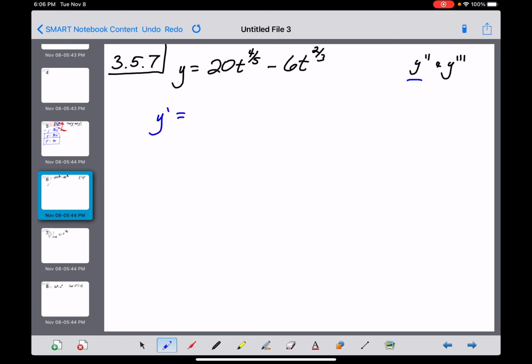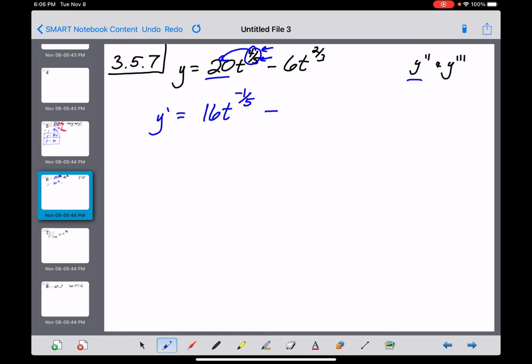So here we go. That 4/5 right there is going to get multiplied by the 20. And remember, guys, the quick way to do that in your head is to take the 20, divide it by the 5, and then multiply that result by the 4 on top. So 20 divided by 5 is 4, times 4 is going to get us a 16. We have a t, and we've got to drop this power by 1 full unit here. 4/5 minus 1 is going to be a negative 1/5. And that's the derivative of our first term.